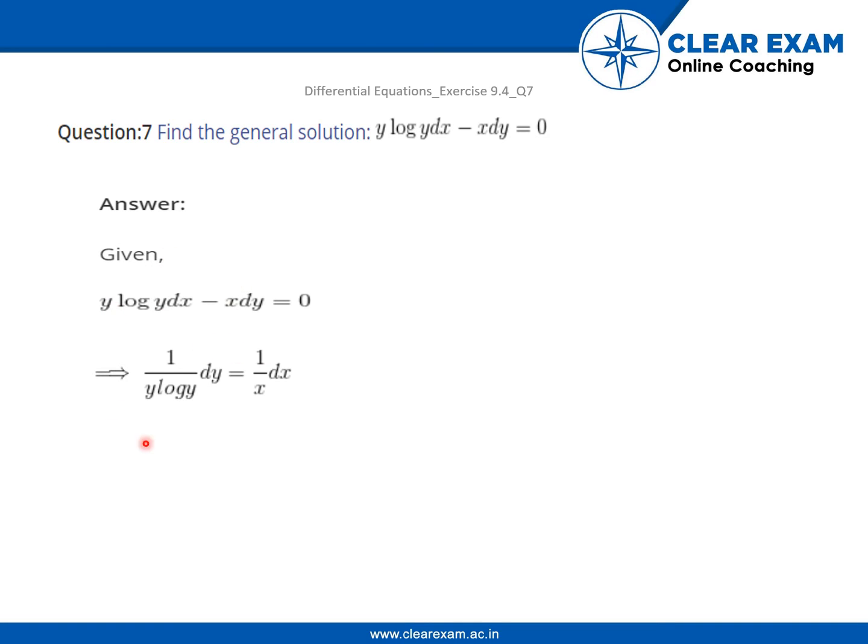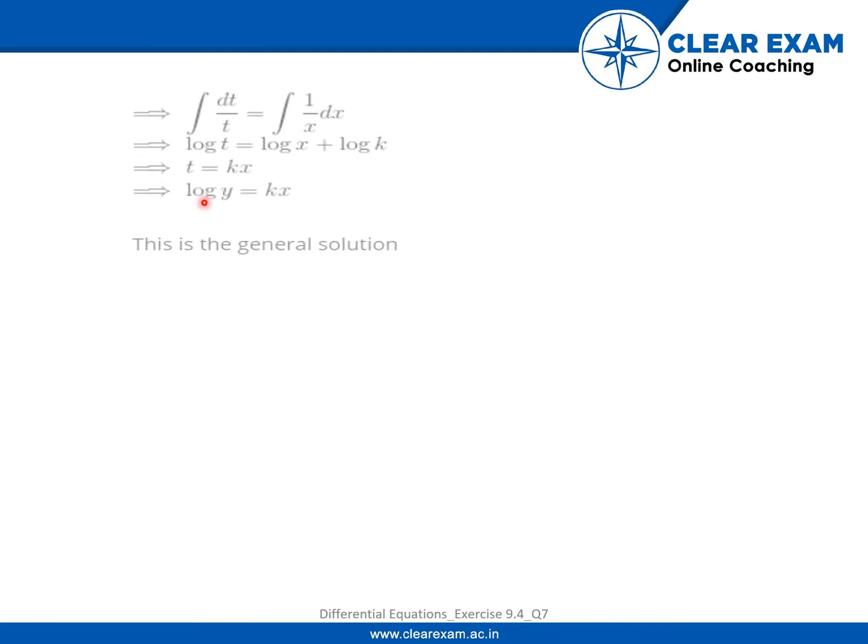So what we have is 1 upon y log y dy is equal to 1 upon x dx. Now we have the y and x terms separate on both the sides. So what we do is put log y is equal to t, and 1 upon y dy will be dt. So integrating, dt by t is equal to 1 upon x dx. So the integral of 1 upon t dt will be log t.